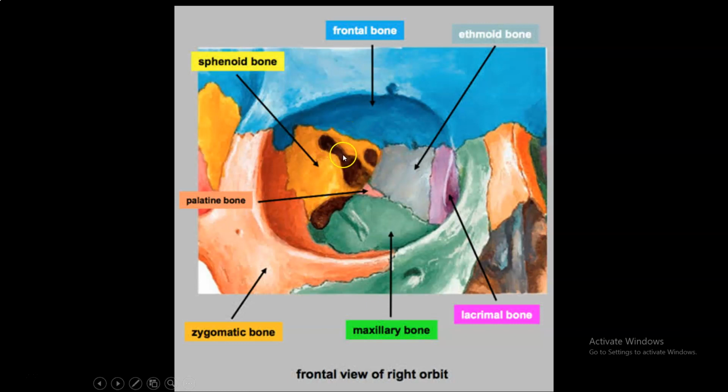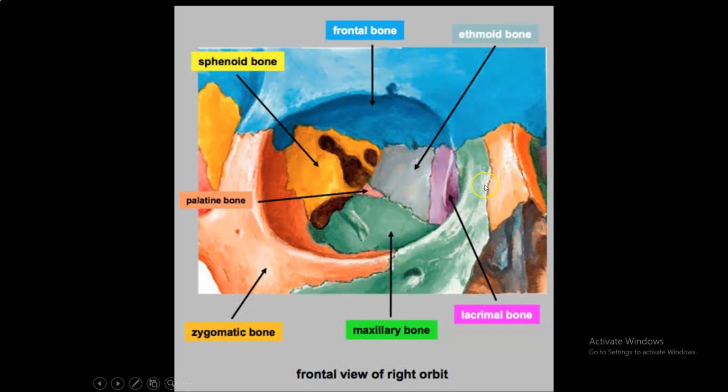The floor is made also of the orbital plate, but of the maxillary bone, because the maxillary bone is below the orbit. And the floor also is made of a part of the zygomatic bone anteriorly. So, zygomatic bone, orbital plate of the maxillary bone, and the palatine bone.